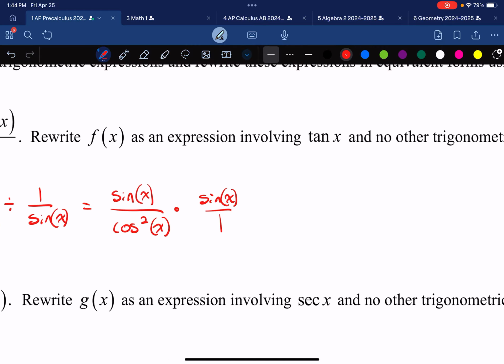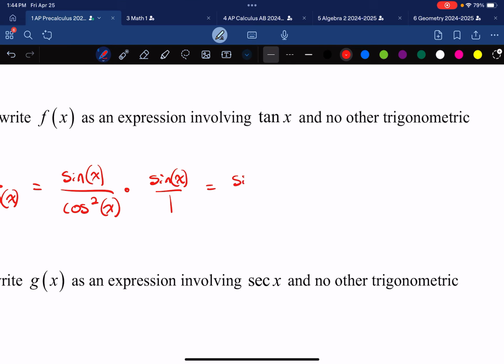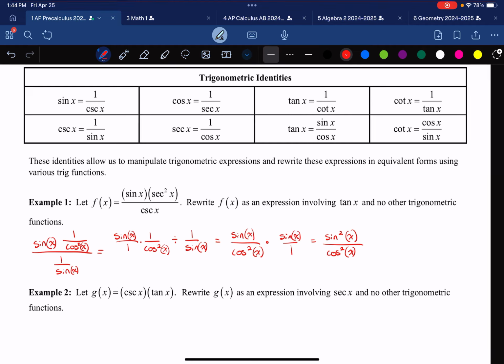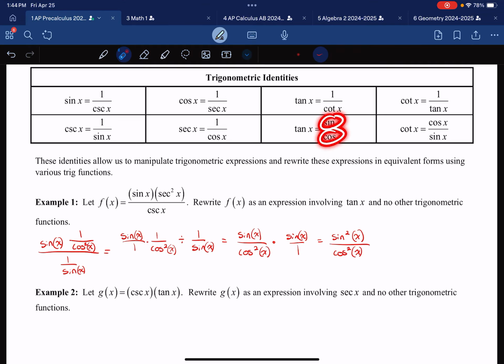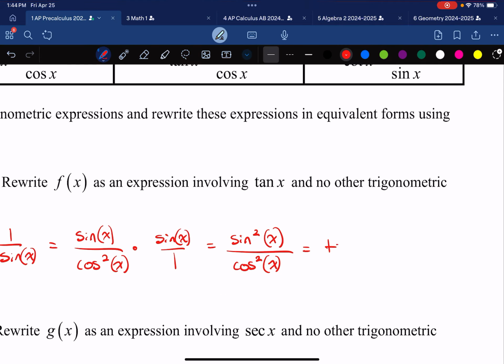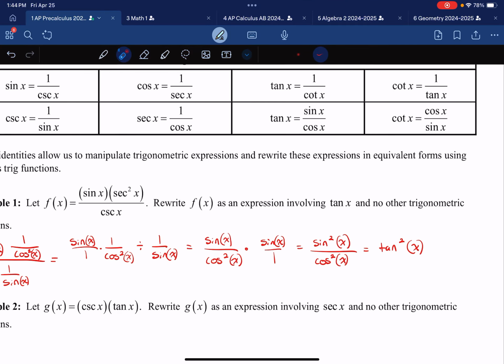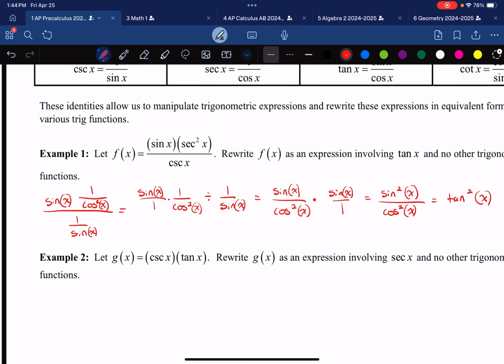And hey, if I multiply the tops together, I get sine squared of x in the numerator, and the denominator is cosine squared of x. And I happen to remember that that looks very similar to sine of x over cosine of x, except everything has been squared, and that's okay. So this is the same thing as saying tangent squared of x. And notice I have hit the requirements. I only involve tangent of x. There's no sine, no cosine, no cosecant, no secant, nothing except for tangent. So give myself the check, and that's the process.